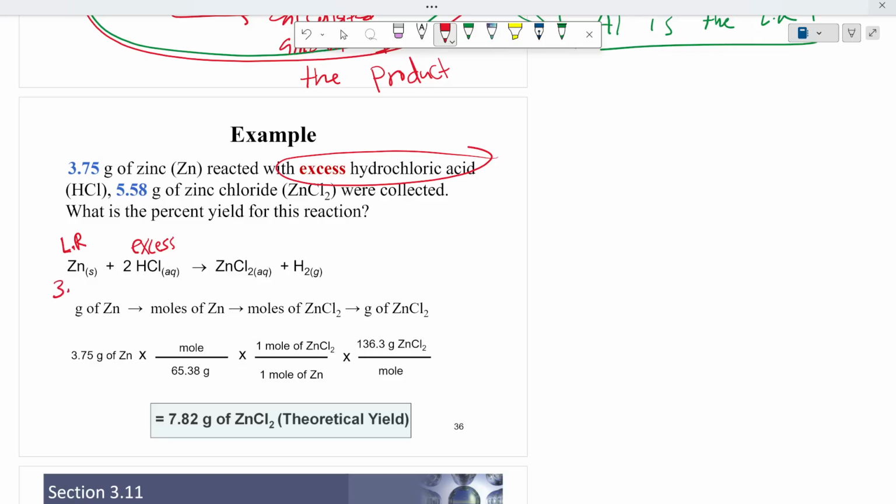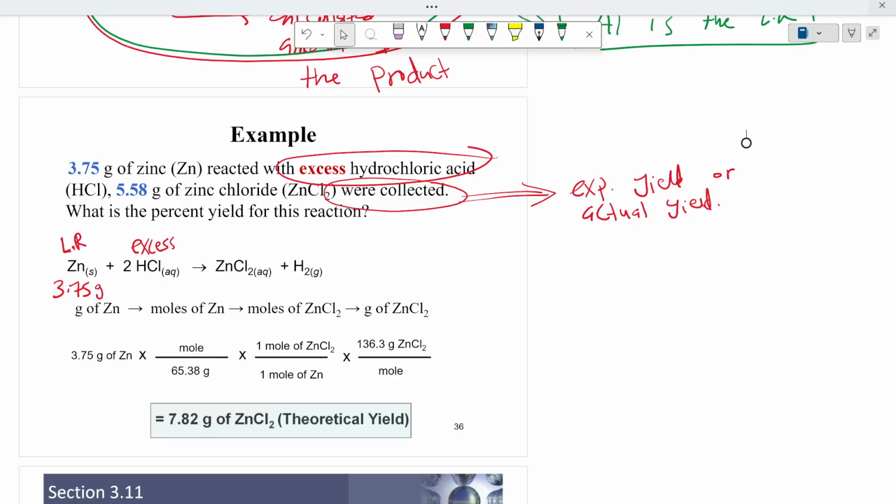3.75 grams of zinc, here it's given 3.75 grams, reacted with excess hydrochloric acid. 5.58 grams of zinc chloride were collected. What did you conclude from this statement? Were collected. Is it calculated or experimental? When we say collected, it means you collected them by your hands. Yes, this is the experimental yield or the actual yield. So the actual yield is given. What's the percent yield of this reaction?